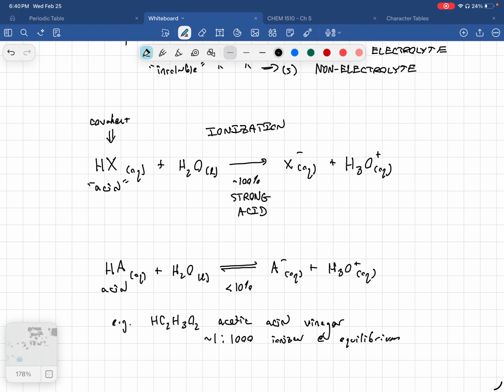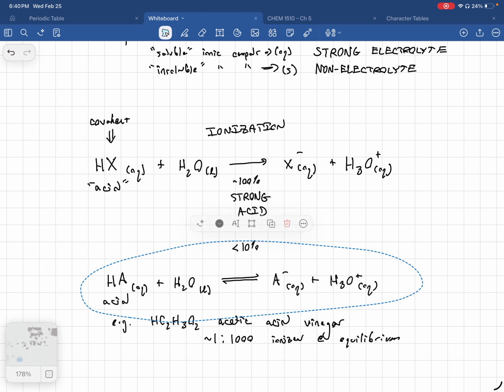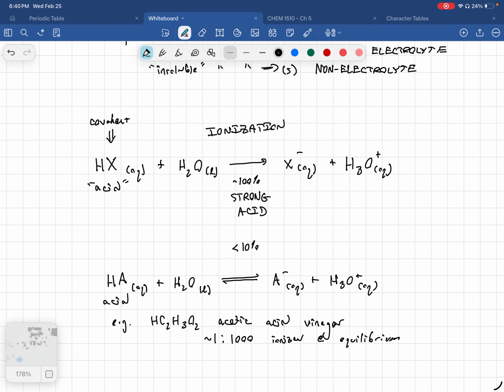In this case, ionization is occurring, but since we get so little ionization, we would call this a weak acid. Now, if you remember, strong acids, you had a list of 5 that you needed to memorize. They are HCl, HBr, HI, HNO3, and H2SO4, first proton only.